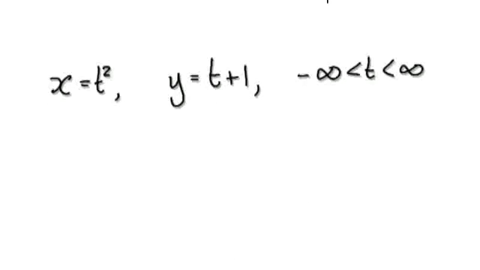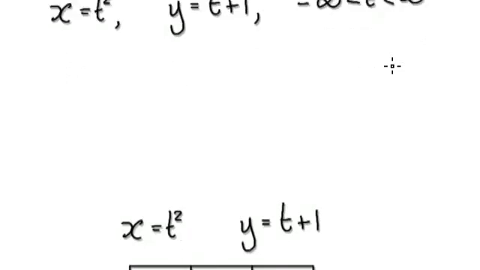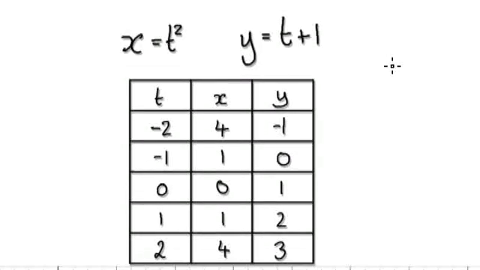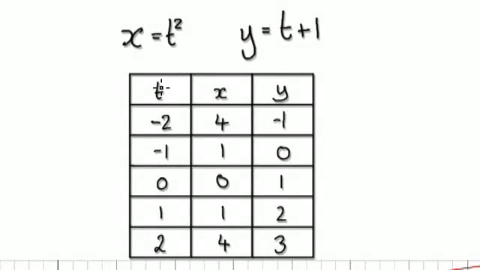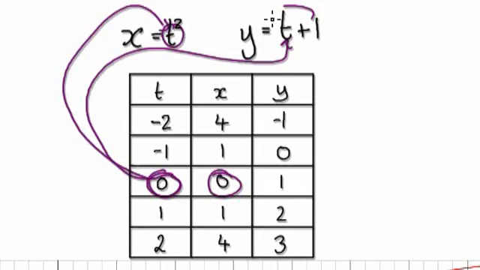So let me give you guys another example. In this video, we're going to try and understand these parametric equations from negative infinity to positive infinity. Our normal routine would be to create a table. When time equals 0, x would be 0 squared, which would be 0. When time equals 0, y would be 0 plus 1, which is 1.